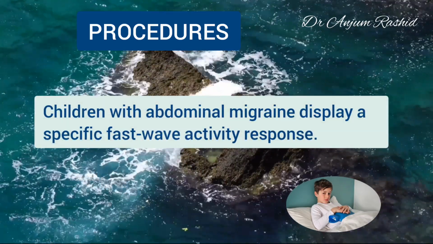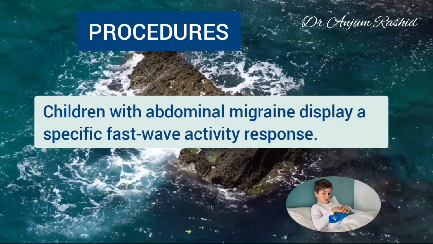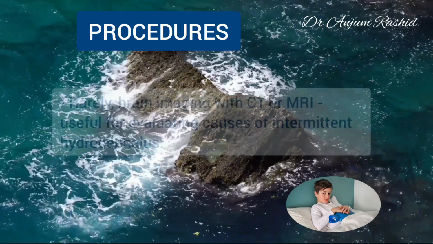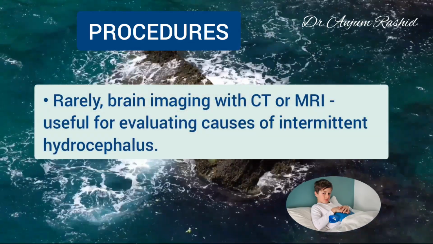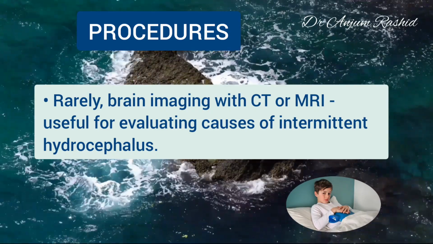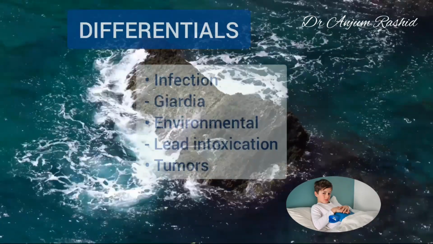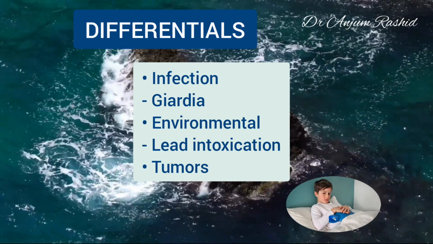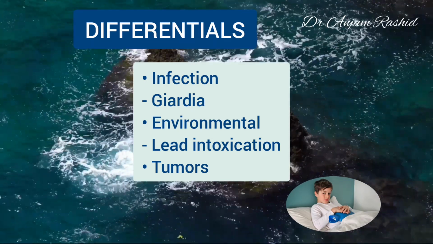Children with abdominal migraine may display a specific fast wave activity response, and rarely brain imaging with CT scan or MRI. This may be useful for evaluating causes of intermittent hydrocephalus. Now, here are some conditions which should be considered in the differential diagnosis of abdominal migraine.